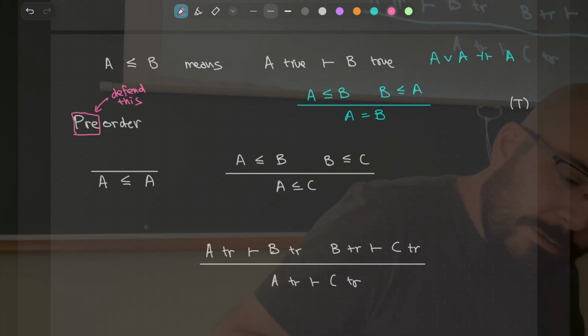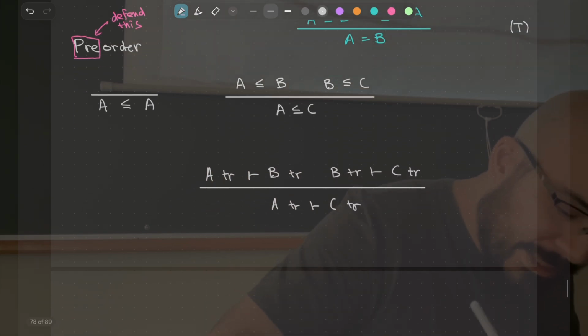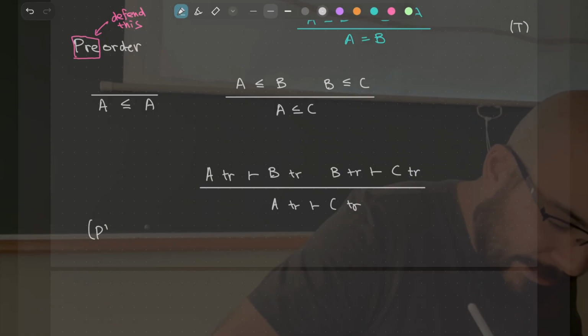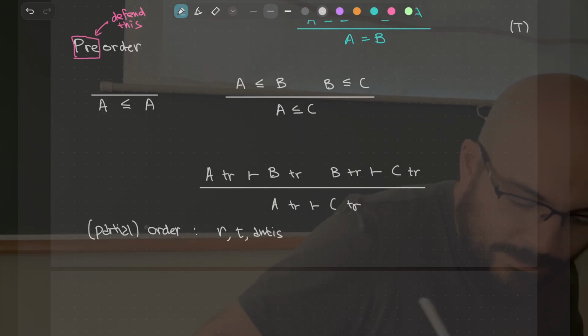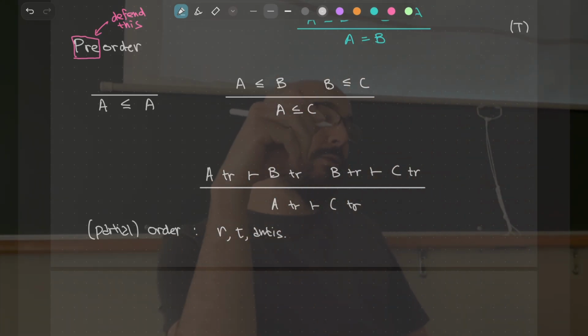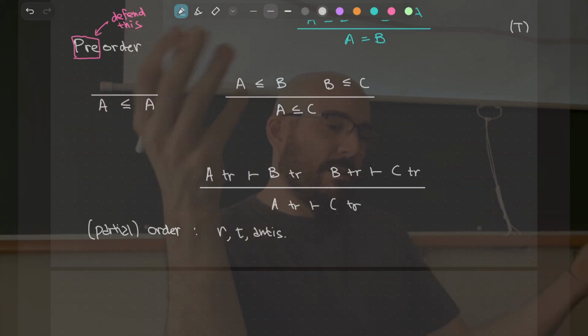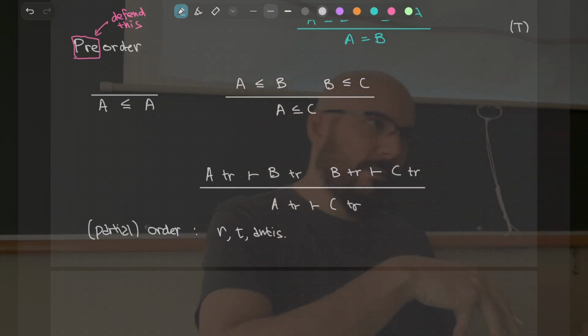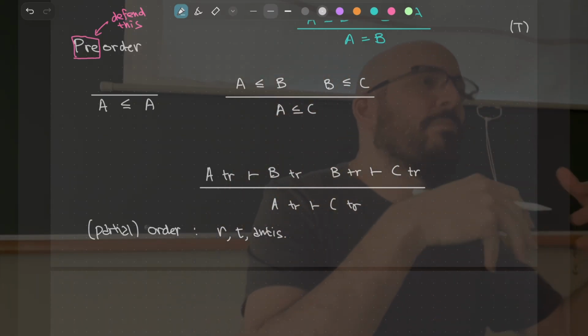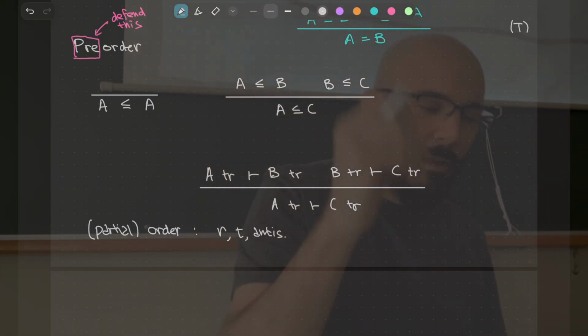So, in order to understand what this means, I will just tell you that when we say just order, it's implicit partial order, which is reflexive, transitive, and antisymmetric. So if you are to call something a pre-order, you should have a way to reach an order out of it. So it's something before it became an order.